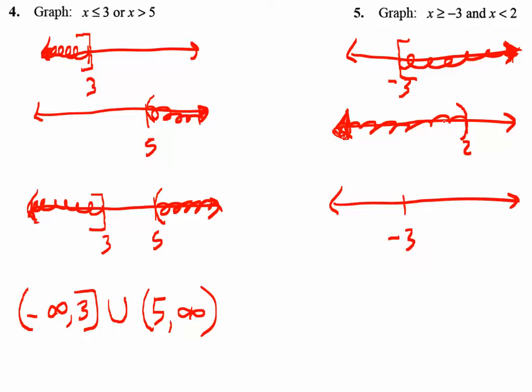So let's go -3 all the way to 2. We've got a bracket at -3. We've got a parenthesis at 2, and the "and" statement just means I would just want the stuff in the middle. And typically that's exactly what an "and" statement does. It's all the stuff in the middle. All right, how do we write it as an interval notation though? Here it is, [-3, 2).